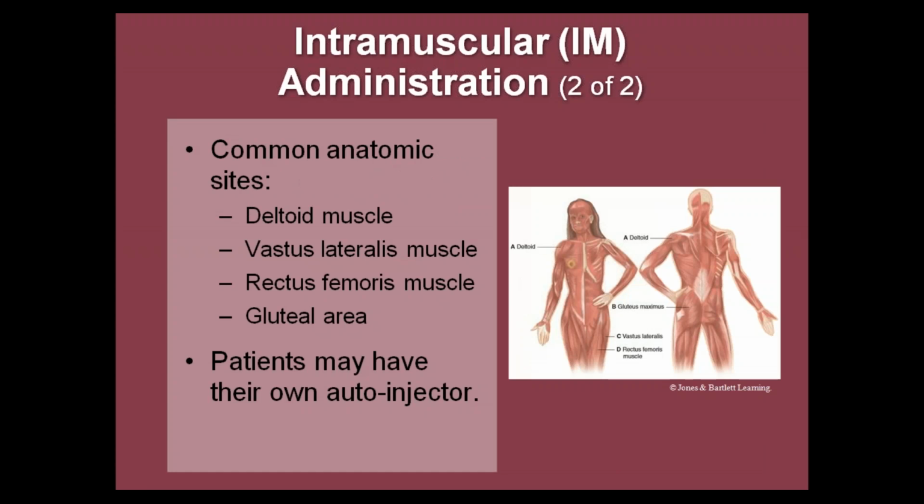So deltoid muscles, vastus lateralis muscle, rectus femoris, so the side of the leg, the front of the quad are the two big muscles there, and then the gluteus maximus, so in the butt. Patients also have their own auto-injectors. Like for me, I have my own EpiPen, and with an EpiPen I can do the top of the leg or side of the leg for anaphylaxis.